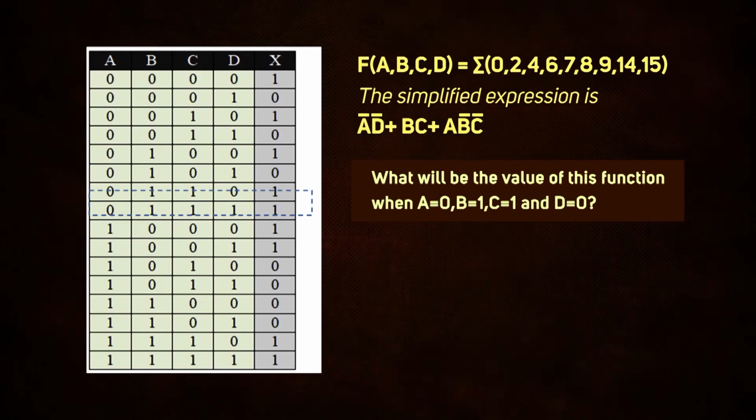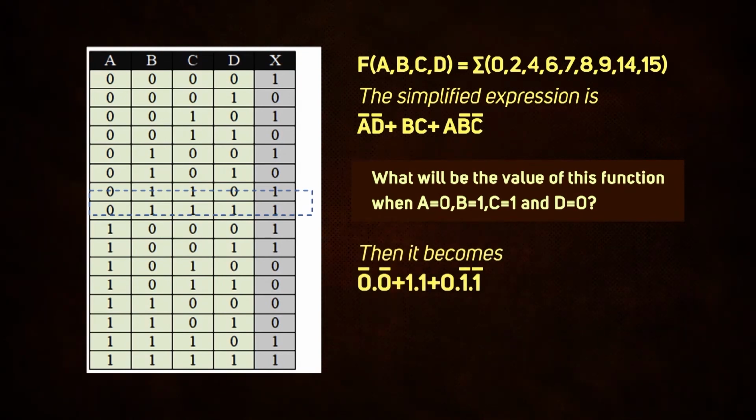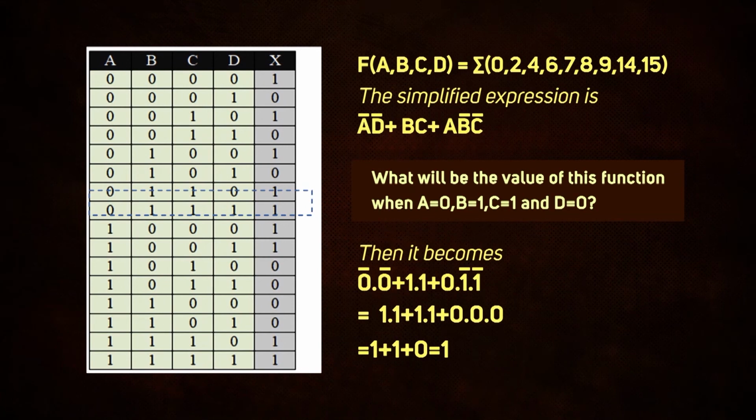Assign these values to the simplified expression. Then it becomes 0 complement dot 0 complement plus 1 dot 1 plus 0 dot 1 complement dot 1 complement, which is equal to 1 dot 1 plus 1 dot 1 plus 0 dot 0 dot 0, which is equal to 1 plus 1 plus 0, which is equal to 1. The same is given in the truth table. You can check with any possible input combination and confirm the minimized expression. The basic details to represent a Boolean function using Kmap is described here.